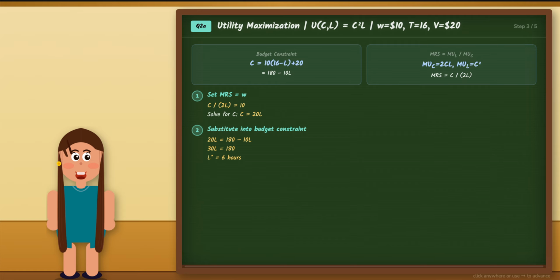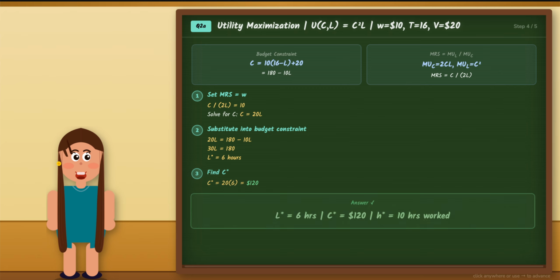Step 3 is to set the MRS equal to the wage. C over 2L equals 10. Solving for C gives C equals 20L. Step 4 is to substitute into the budget constraint. 20L equals 180 minus 10L. Adding 10L to both sides, 30L equals 180. Dividing, L star equals 6 hours.